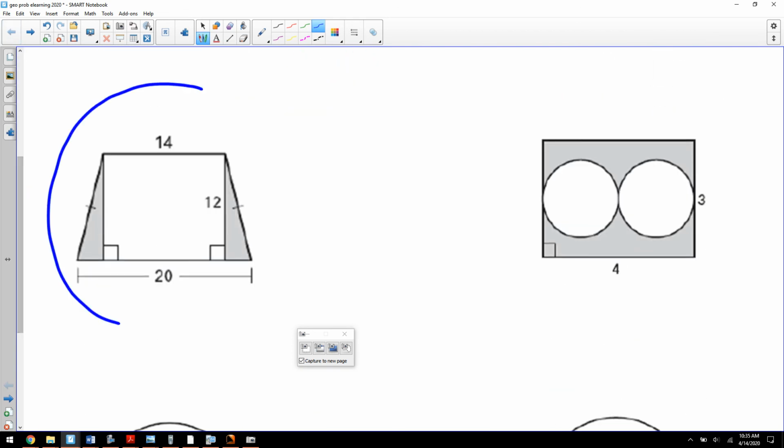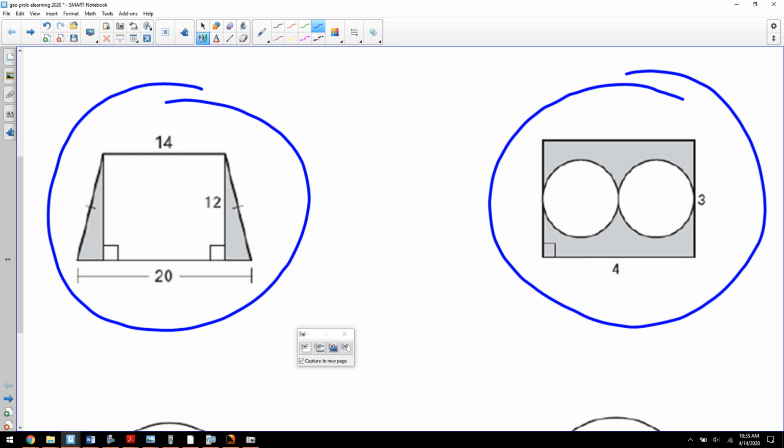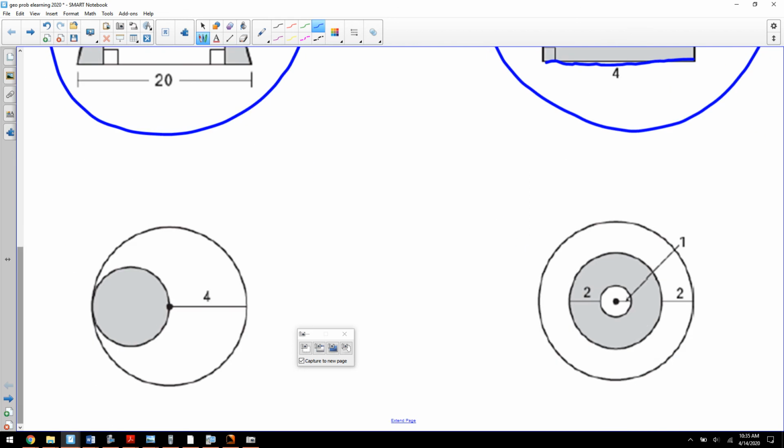Now in this one, the easiest thing to think of is that you have a trapezoid, it's the large shape, and you have to subtract out the rectangle in the middle. On this one, you have the rectangle, but you have to subtract out 2 circles. Well, each circle, if this whole way across is 4, that means each circle has a diameter of 2, which means their radius is 1. So you have to subtract out the 2 circles. Down here, the diameter of the small circle is 4, which means its radius is 2, and the radius of the large circle is 4.